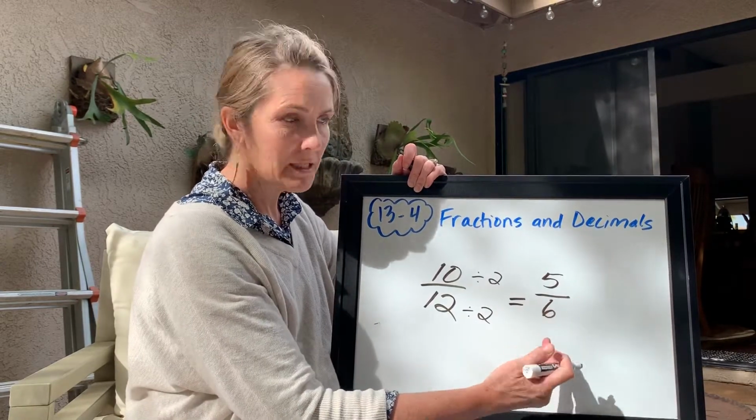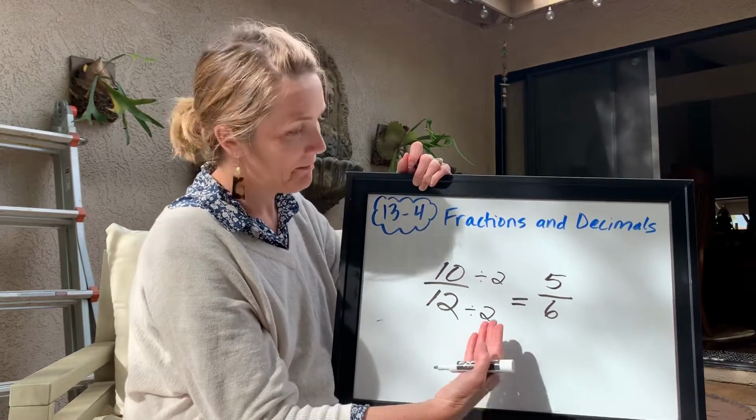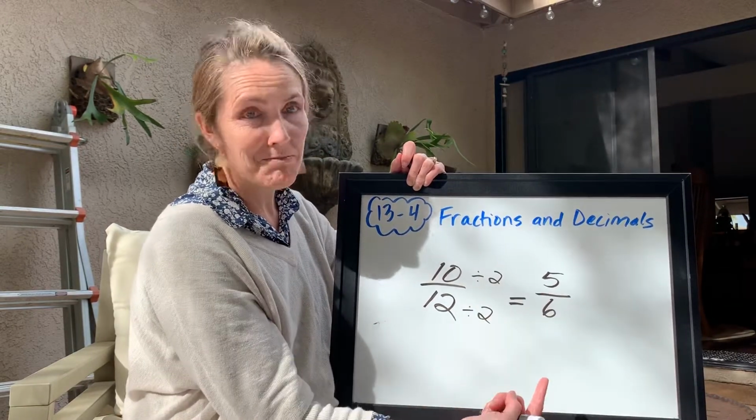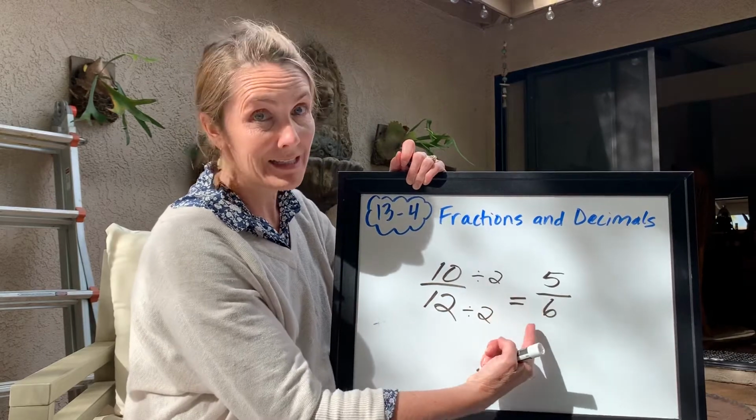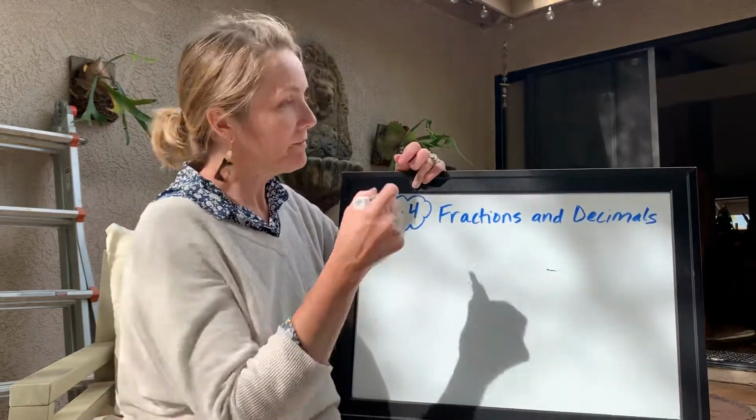So this means that the numerator and the denominator have nothing else in common except for 1. And you can get the same idea behind it. 5 out of 6 is a fairly large fraction. Okay, so that's what it means by simplifying.